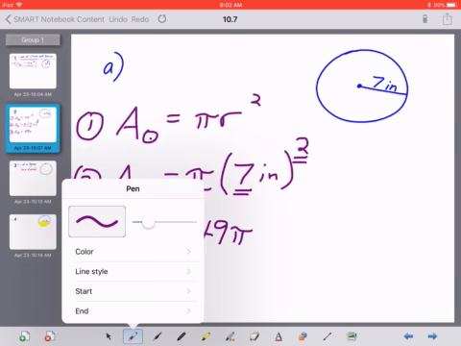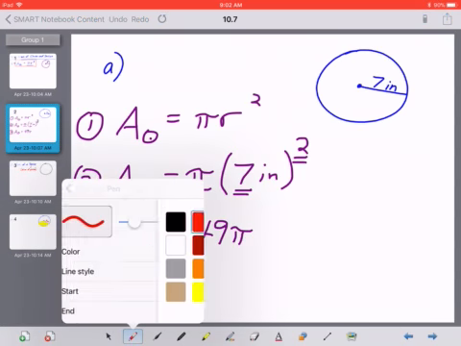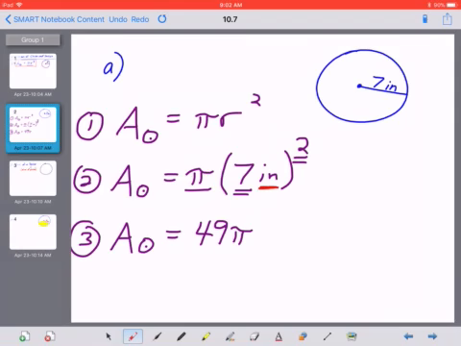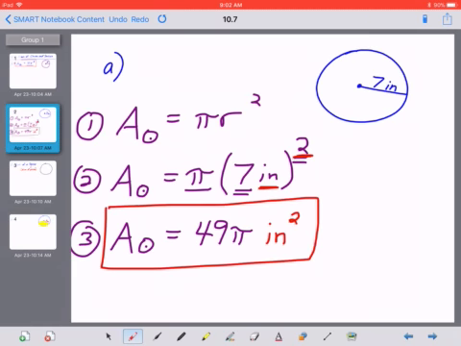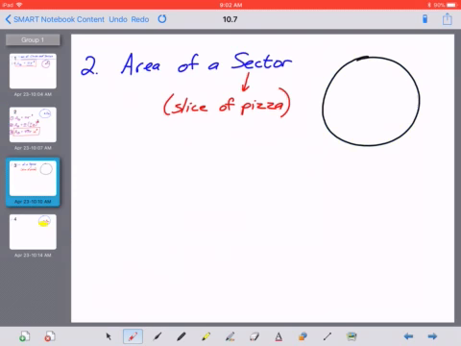Now when we talk about units for just a second here, we have inches for our units, and those inches are getting squared as well. So inches squared times itself is going to get us square inches, and that is our final answer to this problem. Nice and simple. Area of that circle is 49 pi square inches. All right, let's take a look at what's going on now.